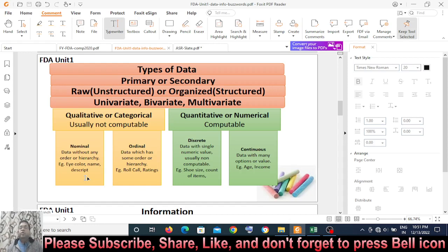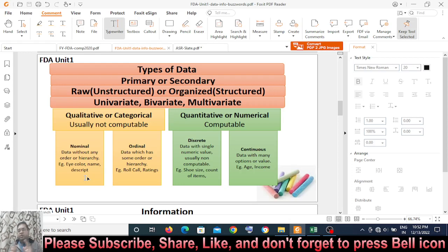These computable data are of two types. One is called discrete data. It's data with a single numeric value, and usually discrete data is non-computable. Usually, that doesn't mean they are not computable at all. They are computable in some cases, but usually discrete data is non-computable. For example, shoe size 7. You can't say 7 plus 7 is 14. That is not the shoe size. Shoe sizes like 8, 9, 10 are computed in a different way, but you can't do addition on them. That's why this is called a discrete value. So these are the discrete data.